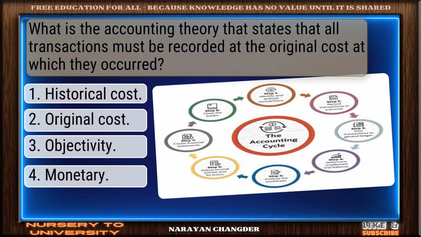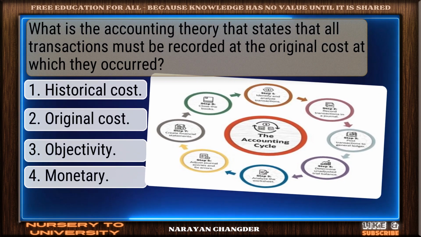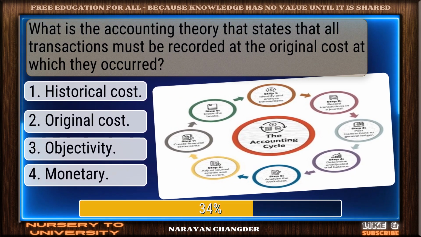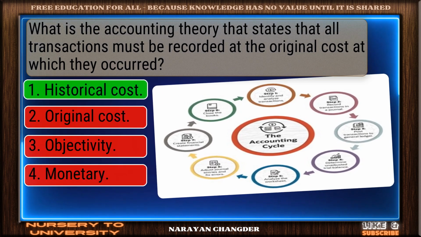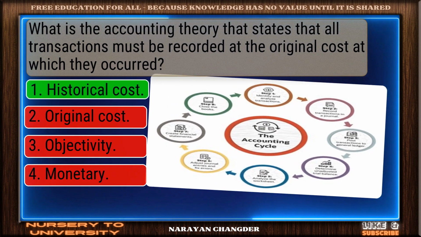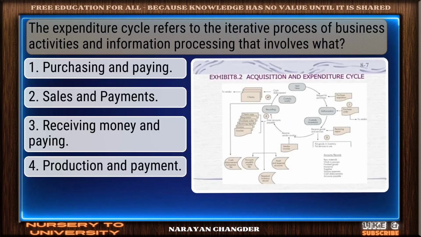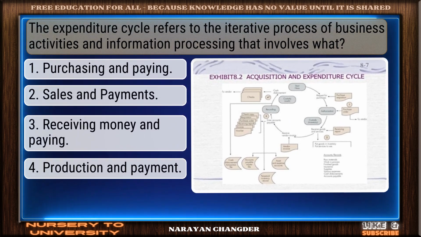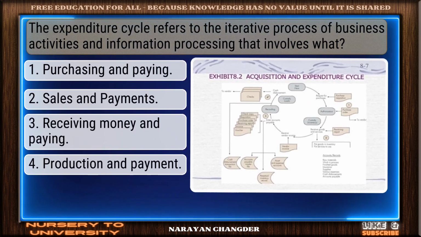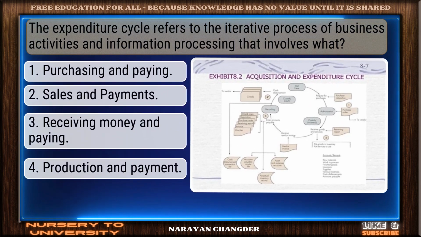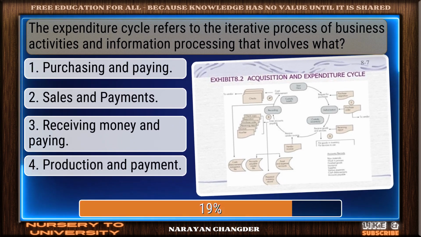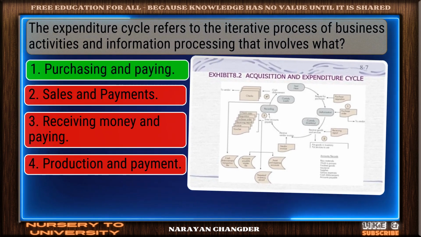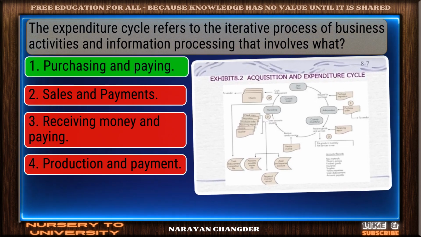What is the accounting theory that states that all transactions must be recorded at the original cost at which they occurred? Perfect. Historical cost is the correct choice. The expenditure cycle refers to the iterative process of business activities and information processing that involves what? Smart move. Purchasing and paying is an accurate answer.